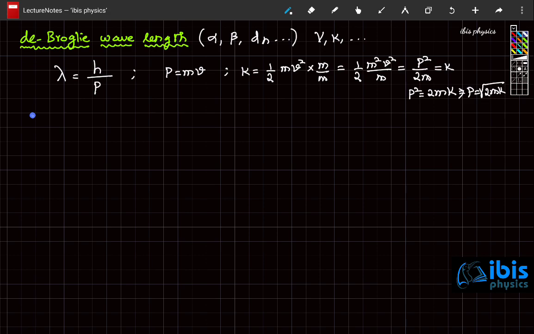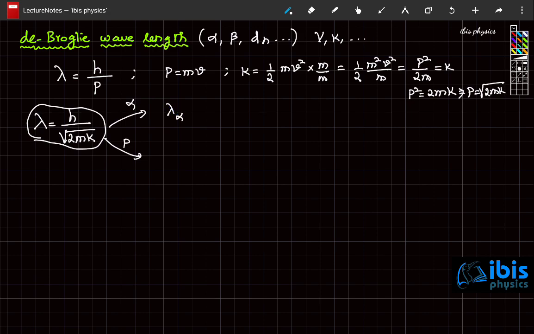Based on this, you can write the de Broglie wavelength, if you know the kinetic energy of the particle, as h divided by root over 2m into kinetic energy. You can use this in various types of problems. Suppose an alpha particle and a proton both have equal kinetic energies. So the kinetic energy of the alpha particle is equal to the kinetic energy of the proton. What is the ratio of their de Broglie wavelengths?